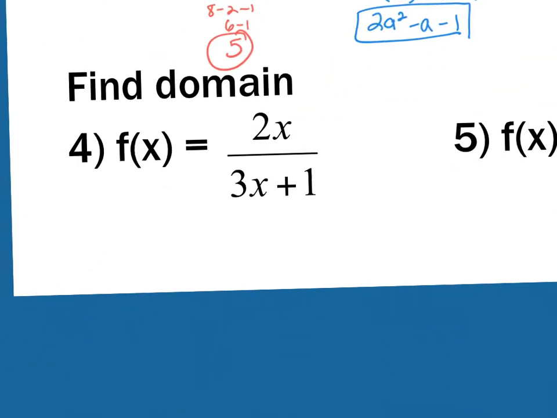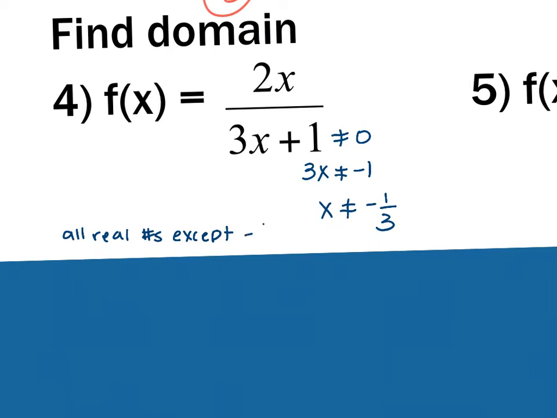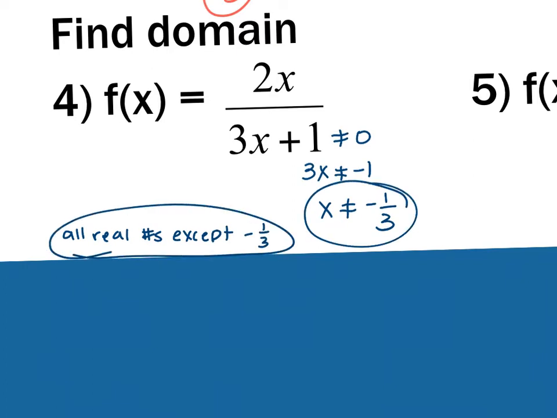So if you look at 4, what I have to test for is my denominator here. So I would say that this cannot equal 0. 3x cannot equal -1, and x cannot equal -1/3. So you can either write it like that, or you can say all real numbers except -1/3. So this or this. You don't need both. Questions on that one?